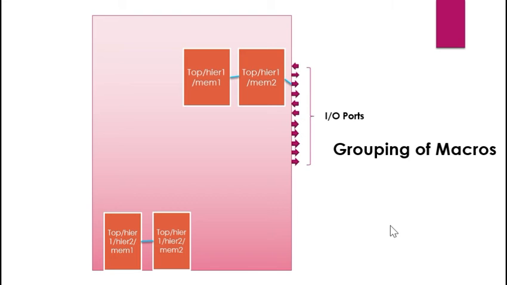The second point is grouping of macros. The macros in the same hierarchy or same group should be placed close together, because generally the communication between macros of the same group is more. So that's why we should try to place them close together.